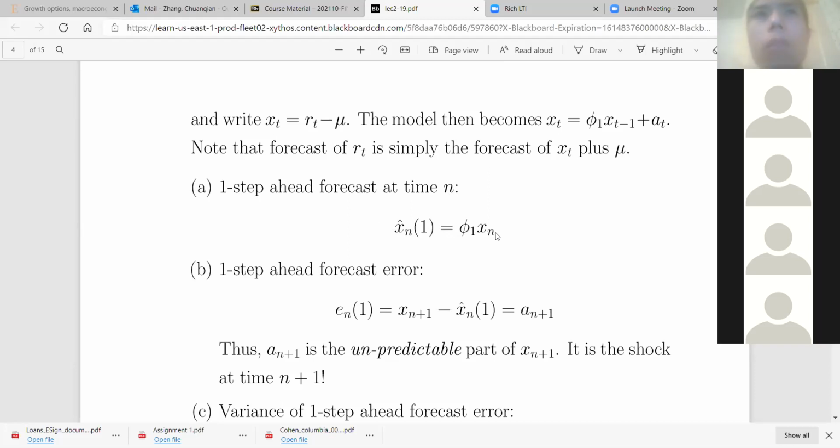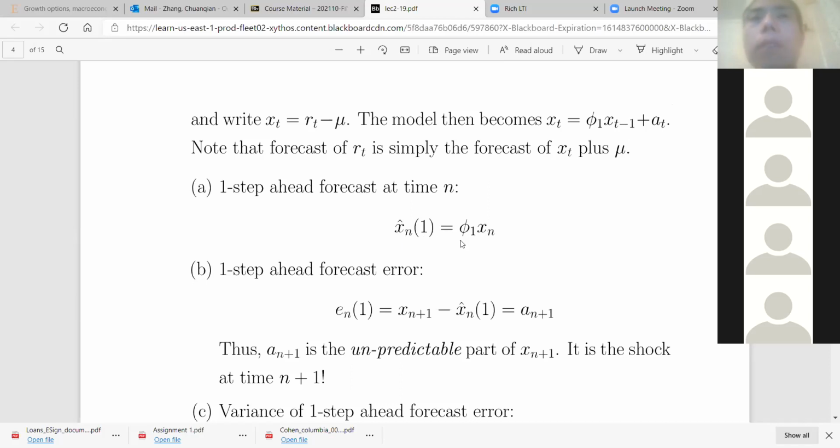Why can we say so? That's simply because, remember, I just replaced t with n plus 1: x_{n+1} equals phi 1 times x_{n+1-1}, which is simply x_n, plus, remember, the error term. When you make a forecast, we assume the error goes to zero. The error is a kind of random shock. We can't predict it, so we always assume it's 0. In this case, we can have such a closed form solution.